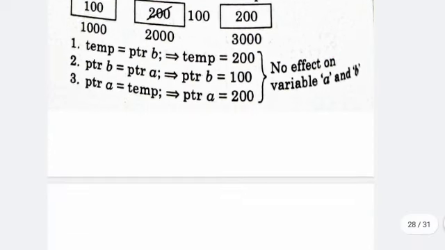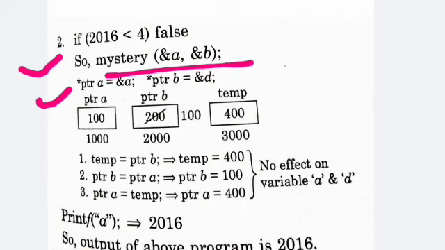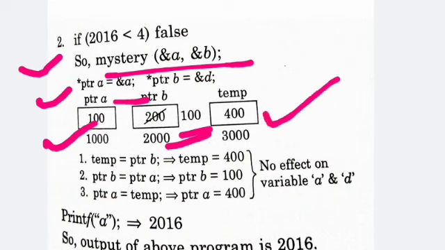And now again calling the condition if 2006 is less than 4, that is false because 2016 is greater than 4. So we call mystery with the address of a comma address of b. So we get ptrA equal to the address of a, which is represented like this, and ptrB is equal to the address of d. So this is given like this, and it is going to be 4, temp is equal to 400.